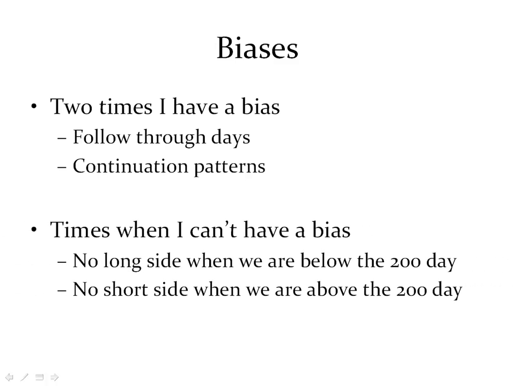When I can't have a bias is I cannot have a long side bias when we are below the 200-day moving average, unless it's after a follow-through day. And I cannot have a short side bias when we are above the 200-day. Now, what does that mean? Does that mean I can't take any long side trades if we're below the 200-day? Absolutely not. Does that mean I can't take any short side trades when we are above the 200-day? Absolutely not. I can still go long if we're below the 200-day, and I can still go short when we're above the 200-day. But I tend to manage those trades a lot tougher.